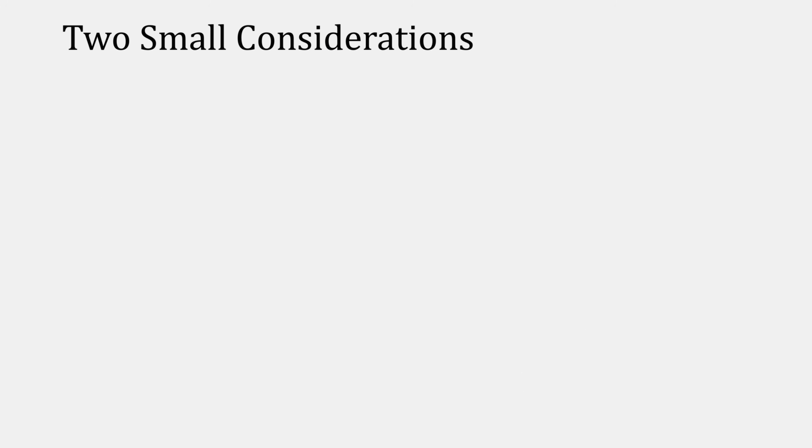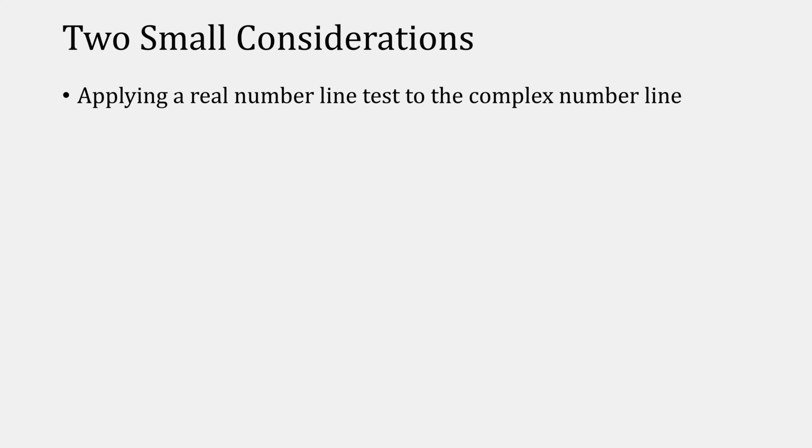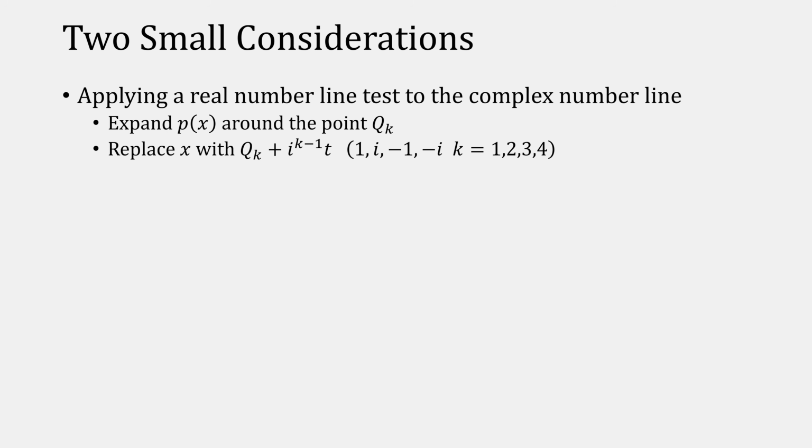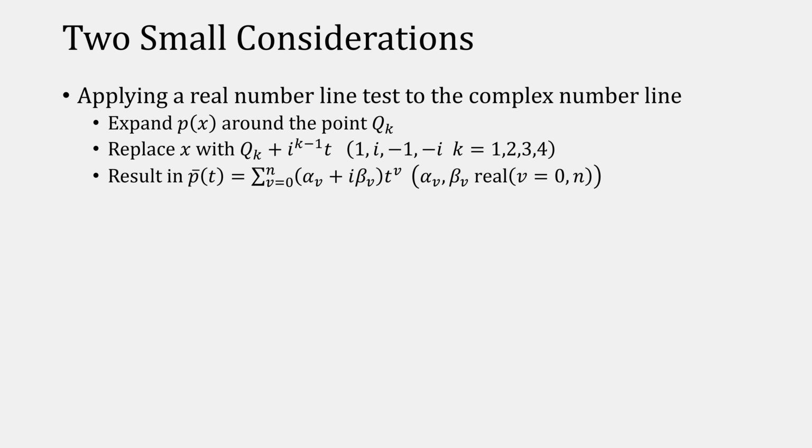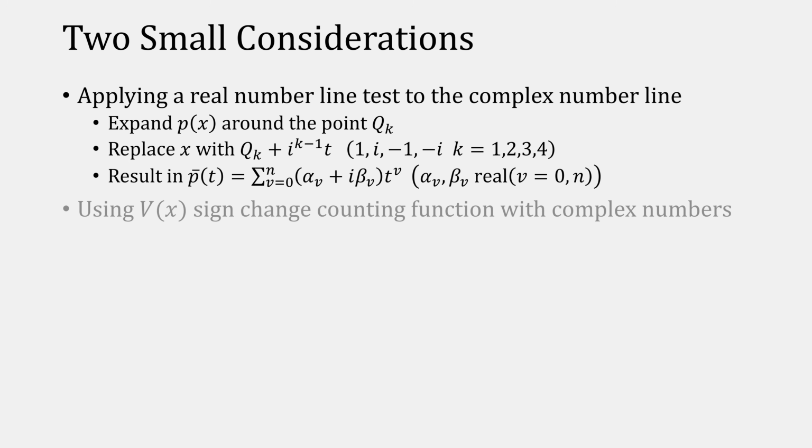There are some considerations though to make this work, because we're applying a real number line test to the complex plane. What you have to do is expand p of x around whichever point you're looking at, q, and then do a substitution to replace x with this expression of q, giving you a new value of p which we'll call p bar, which involves complex numbers.